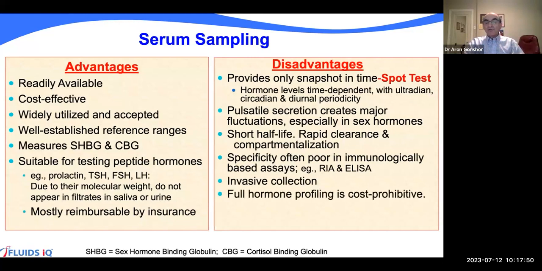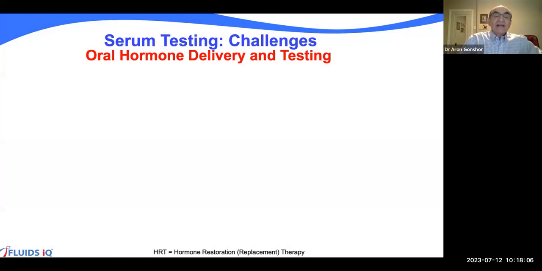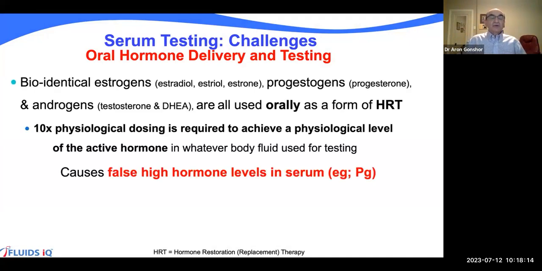And a full hormone profile during the day, besides being very invasive, is cost prohibitive. You also don't get a distinction between the bound and the free hormone fractions, which for many healthcare professionals is extremely important to know. When you're looking at those challenges for serum testing, especially with oral hormone delivery, bioidentical hormone replacement for estrogens, progestogens like progesterone, and androgens all use, for the most part, oral forms of HRT.